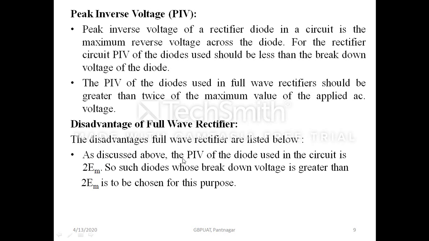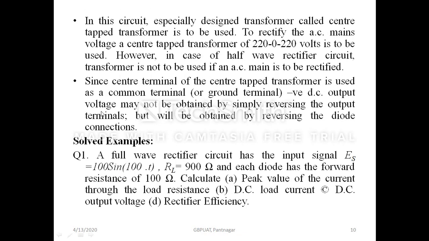Now coming on to the disadvantages of full wave rectifiers, there are many. As discussed above, the peak inverse voltage of the diode used in the circuit should be twice the maximum applied voltage. So diodes whose breakdown voltage is greater than 2 E_M are chosen for this purpose. And basically higher breakdown voltage diode manufacturing is more costly, so this can be listed as a disadvantage here.